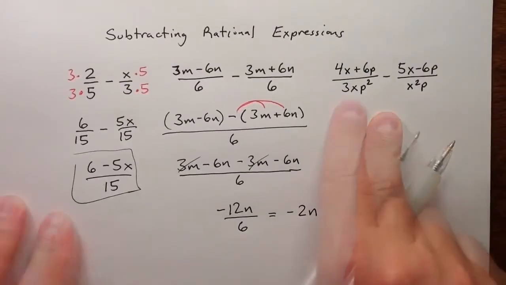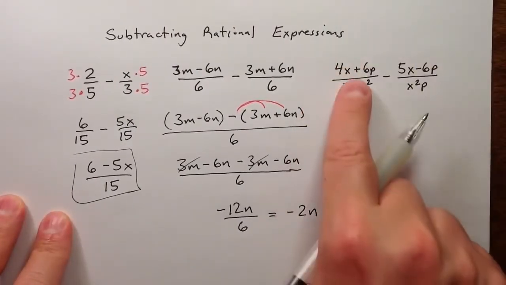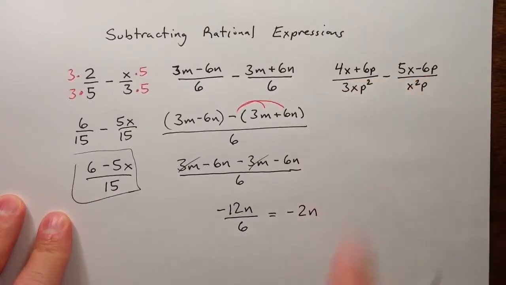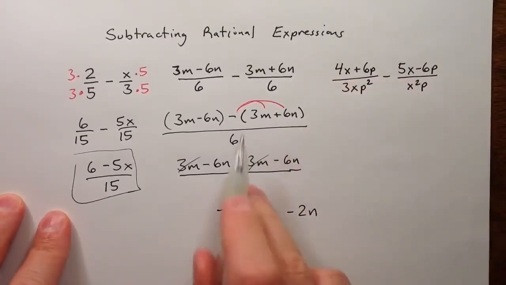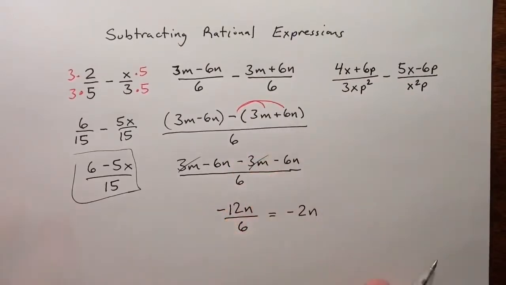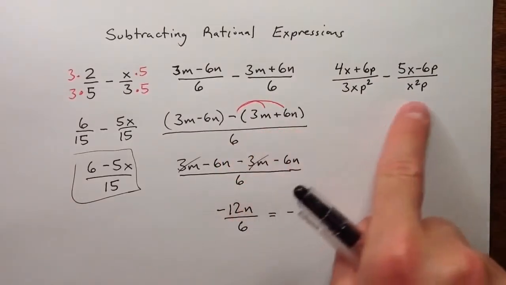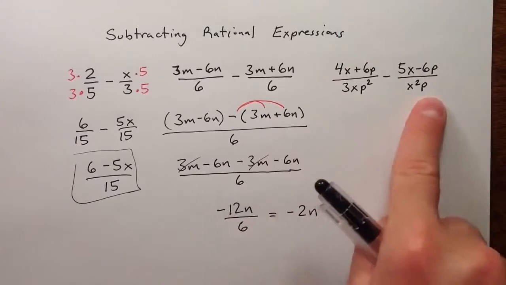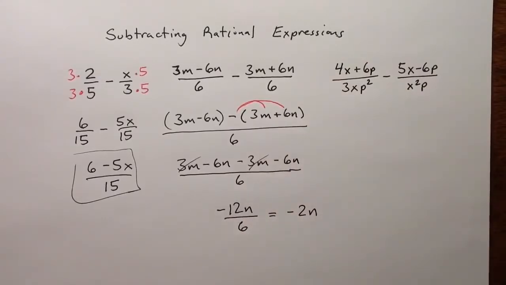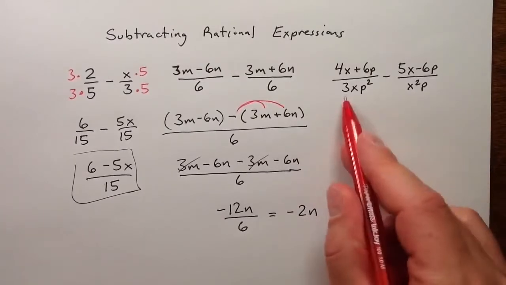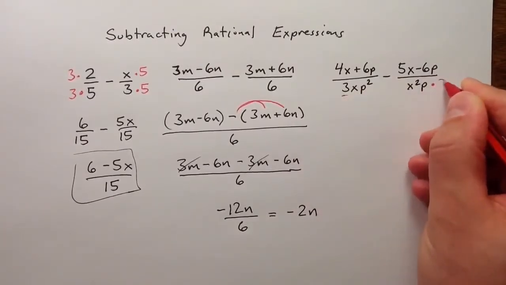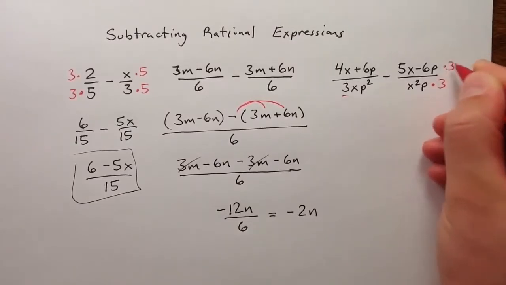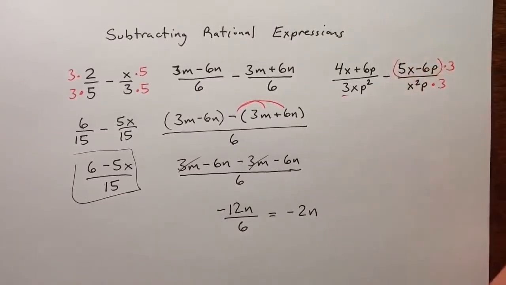Third example, it's another subtraction problem. I have two terms up in the top of both of those rational expressions, so I'm going to need to be careful to distribute the negative sign to both of those terms. But in this case I also need to do a little bit more because the denominators don't quite match. So obviously I have a 3 as a factor in that first denominator, so I'm going to need to multiply the second one by 3. And I need to multiply both of those terms by 3.